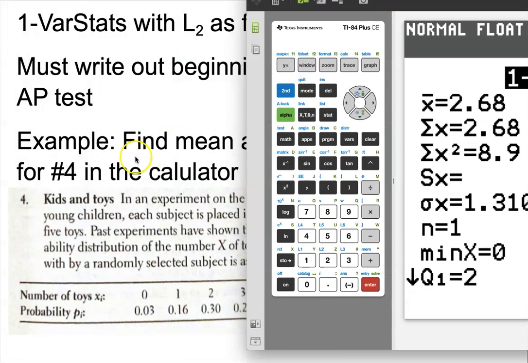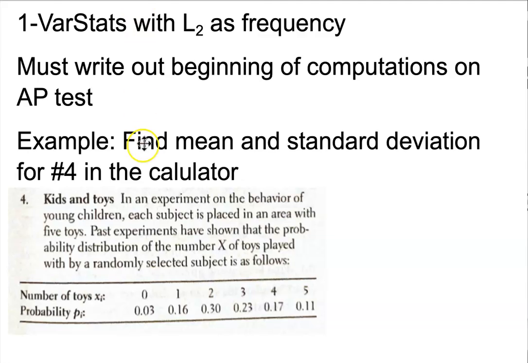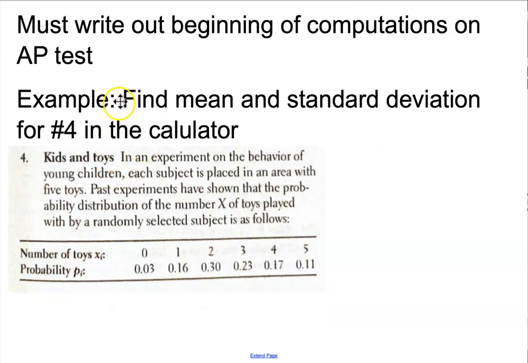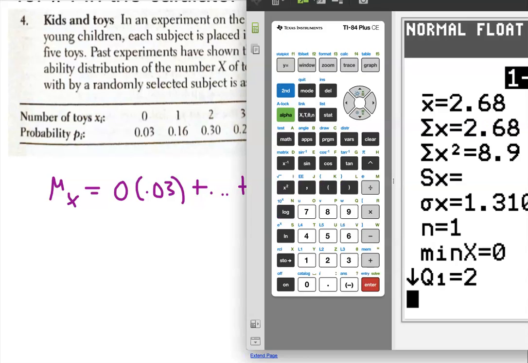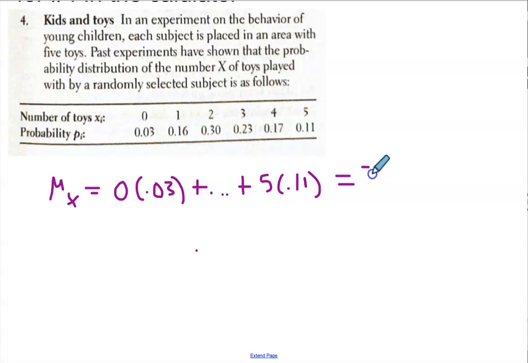Okay, so I'm going to show you if you were to receive a problem like this on the AP test, what you're going to write. You're not just going to write mu sub x equals and then the value. You are going to do mu sub x equals, and then you're going to begin the formula. So 0 times 0.03 plus dot, dot, dot, plus, and then you're going to show the last one. Then you can say equals whatever the calculator found. So here, 2.68. So you're showing you know where it starts, where it stops, and that you're doing everything in the middle as well.